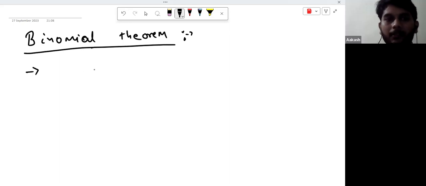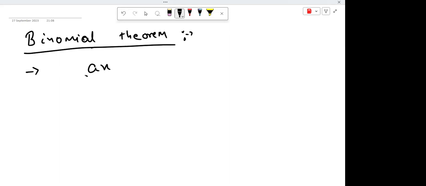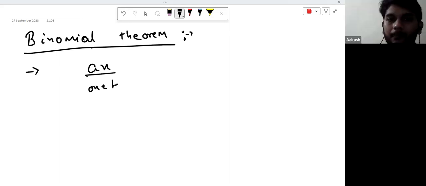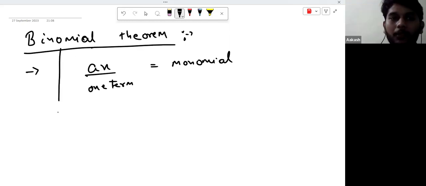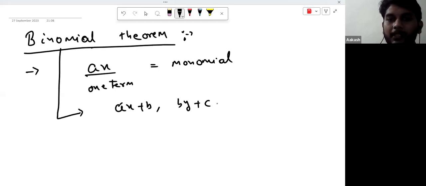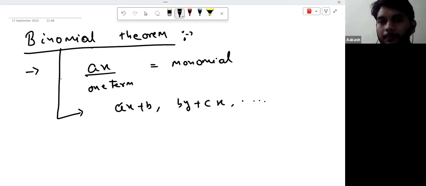If I write only ax, this is one term, so it is called monomial. Okay, binomial stands for two terms: ax plus b, by plus cx, and so on. Any two terms are called binomial.